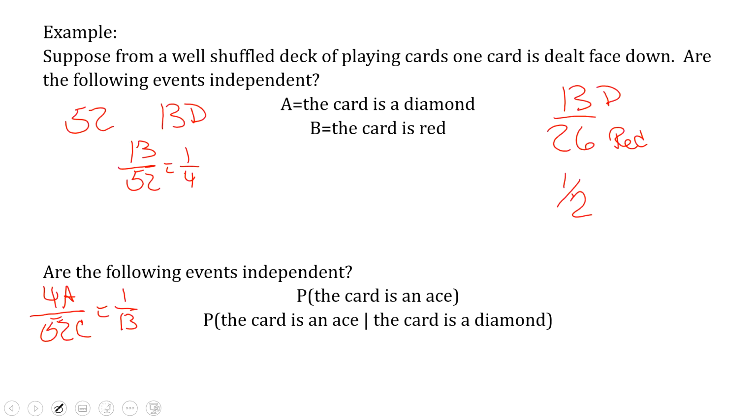Now we're trying to find out, is that independent of getting an ace knowing that you already have a diamond? Well, let's think this through. How many diamonds are in the deck? Well, I know there are 13 diamond cards in the deck. And then from that, I know there's only 1 ace in the diamond suit. Just think of it, that's what cards are. So our probabilities are actually still the same. So in this instance, the probability of getting an ace is completely independent from the card being a diamond, because the probability chances are just the same.